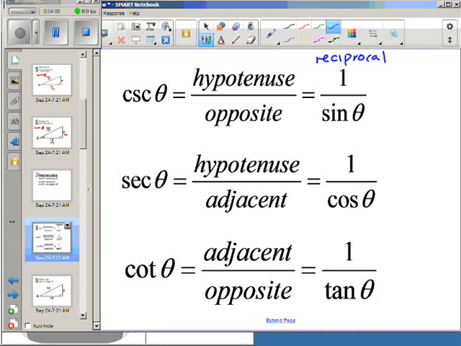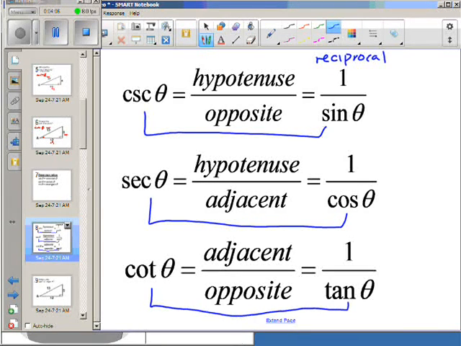And notice, if you think about these as pairs, every pair has a co in it. So cotangent and tangent, that's the easiest one to pair up because they both have the word tangent in them. Secant and cosecant, because every pair of reciprocal functions needs a co in it. And then cosecant goes with sine. Right? So that's one way you can try and remember.